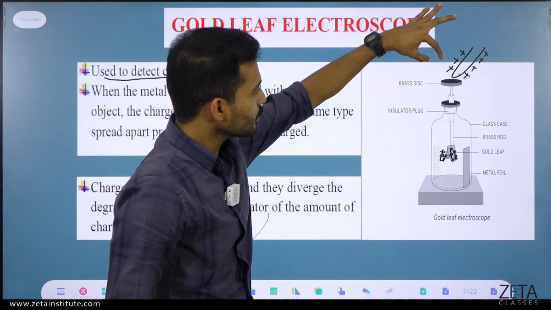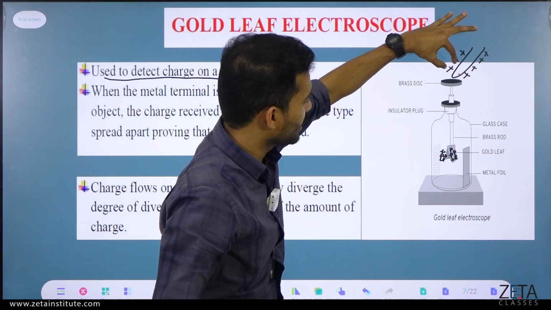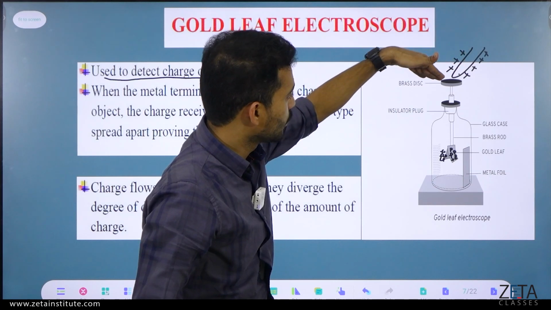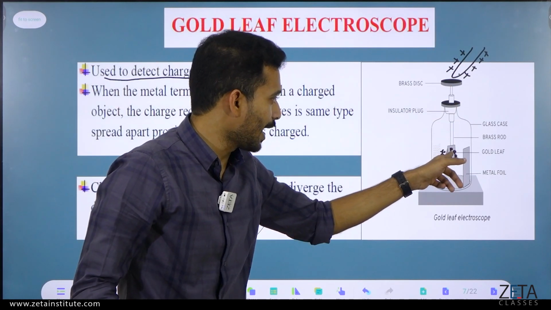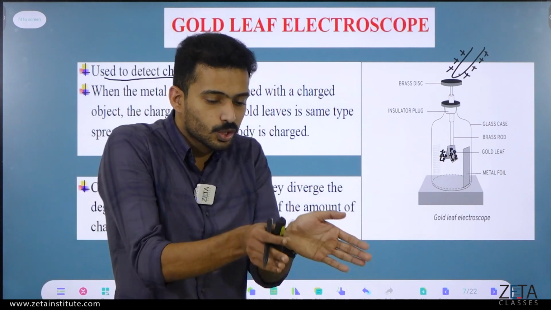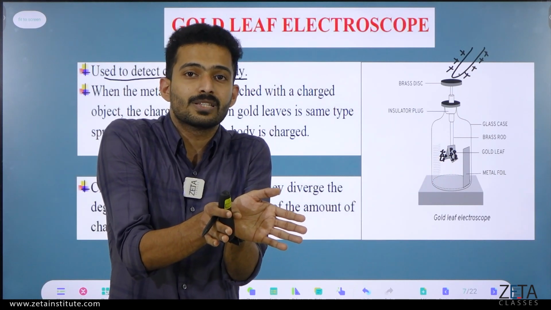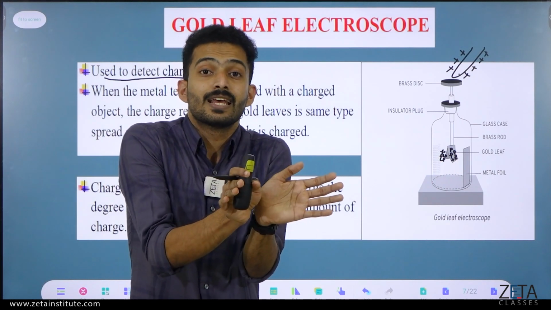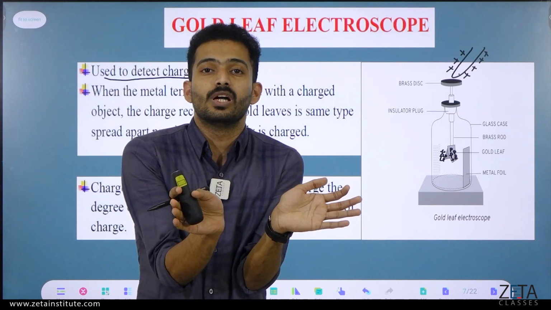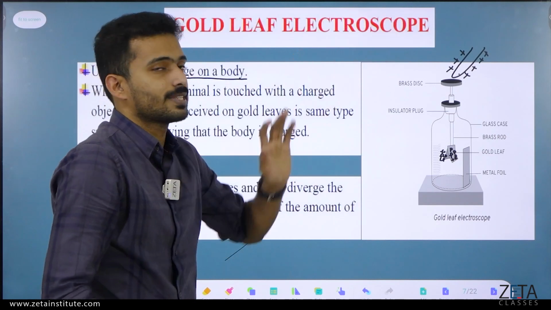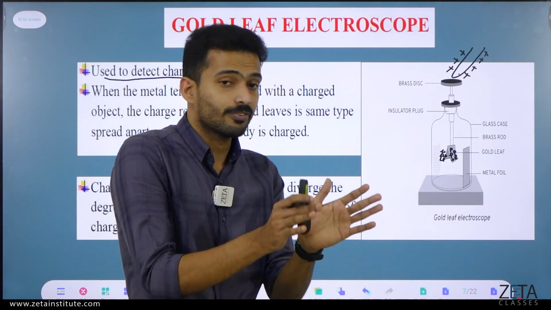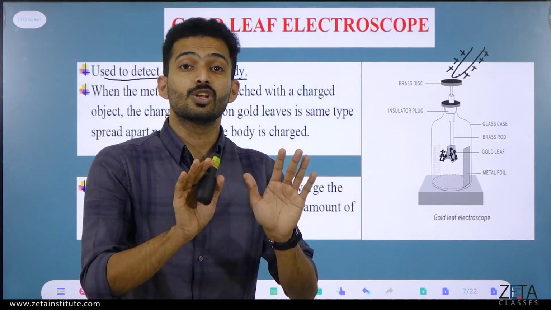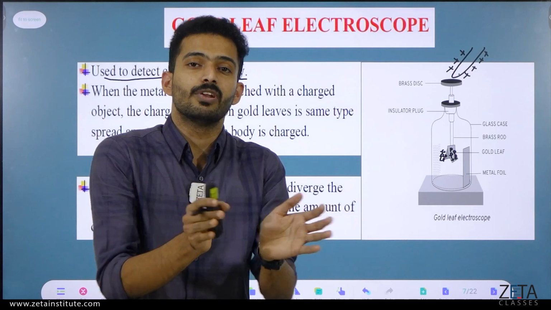Then when we touch a charged object to this disc, what happens? The charge flows and reaches the gold leaves. There are two leaves. Both are positively charged, so they diverge. It means that the body is charged. If there is no charge on the body, the gold leaves will not diverge.